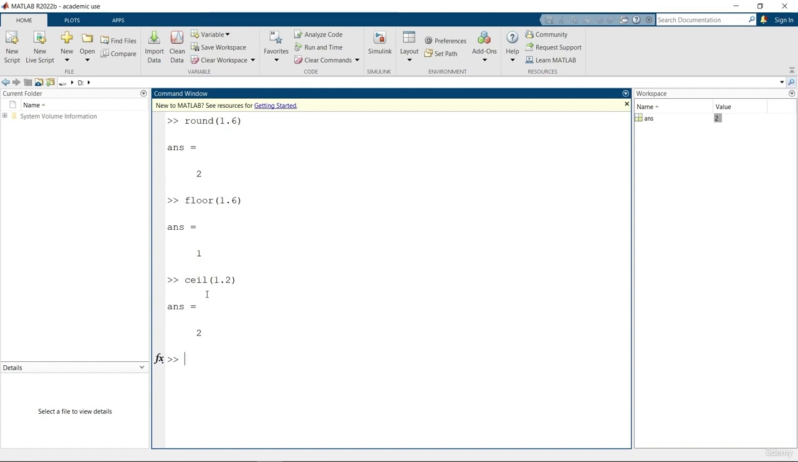As well as these functions, there are many others that I will include in an attachment in the course. This is all about using MATLAB as a calculator.